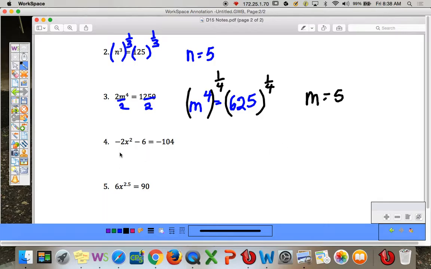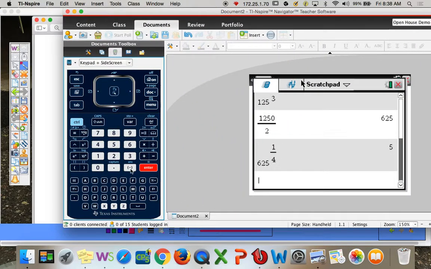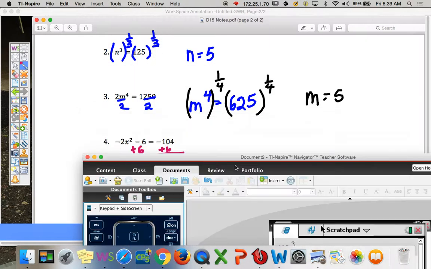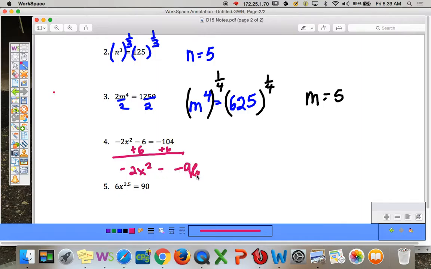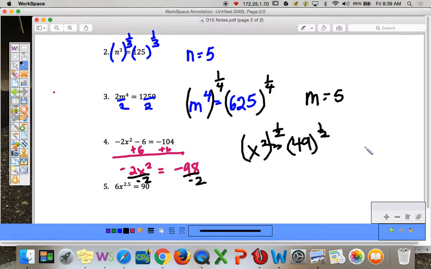All right, the next one, we have a bunch of things to get rid of, the -6 and the -2. First step, add 6 to each side. So we get -2x squared equals, let's do -104 plus 6. Okay, -98. Oops, I put 96. All right, now we're going to divide each side by -2. We get x squared equals 49. And again, we can square root it, or we can take it to the 1/2 power. Either way, we get x equals 7. Also, x equals -7.